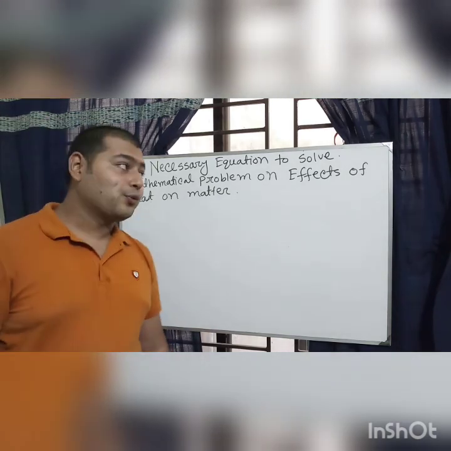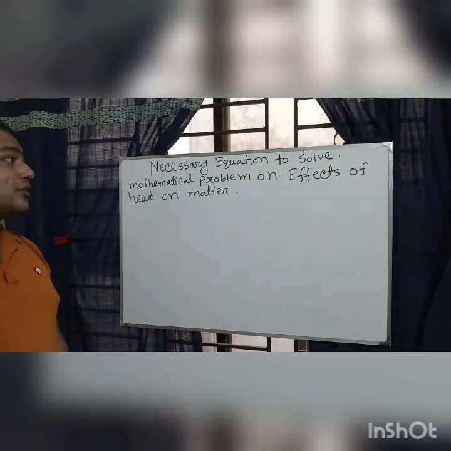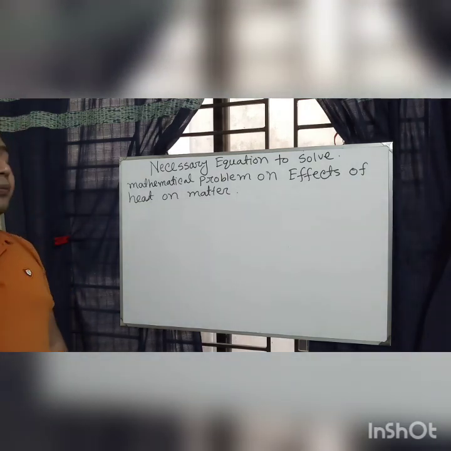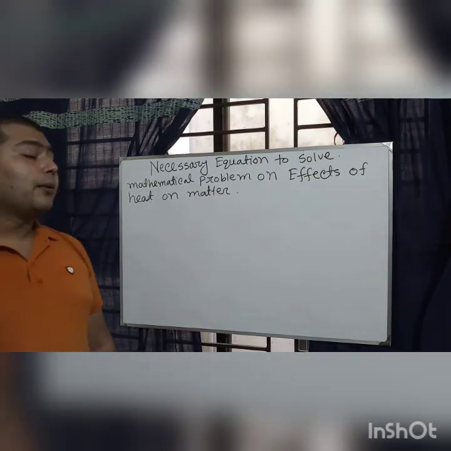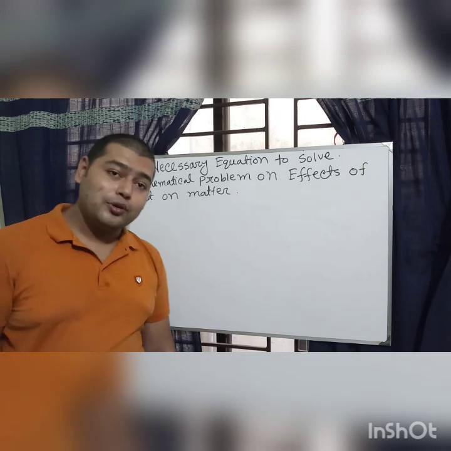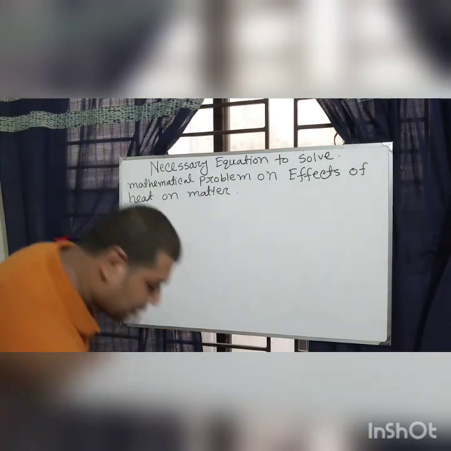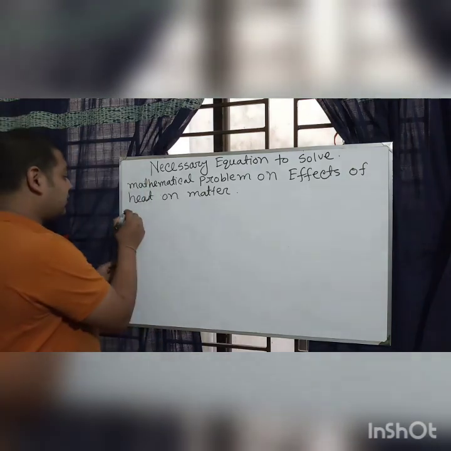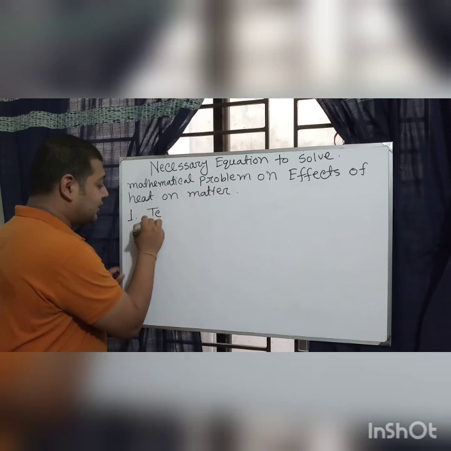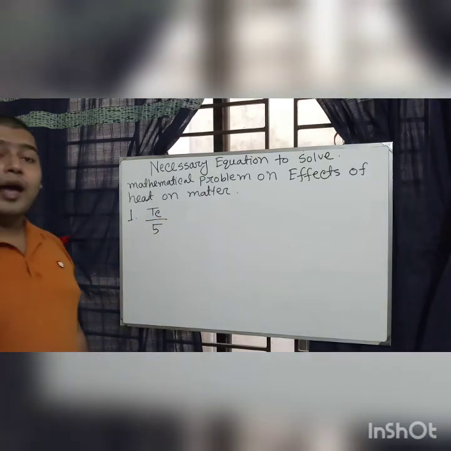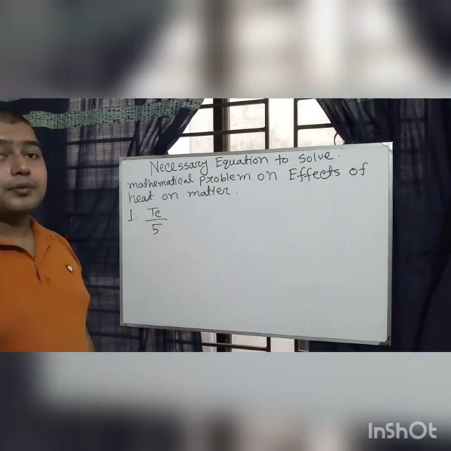In this class, we will discuss some necessary equations to solve mathematical problems on effects of heat on matter, and we will try to do the mathematics of this chapter. So, our first formula was the relation among the three scales of temperature.